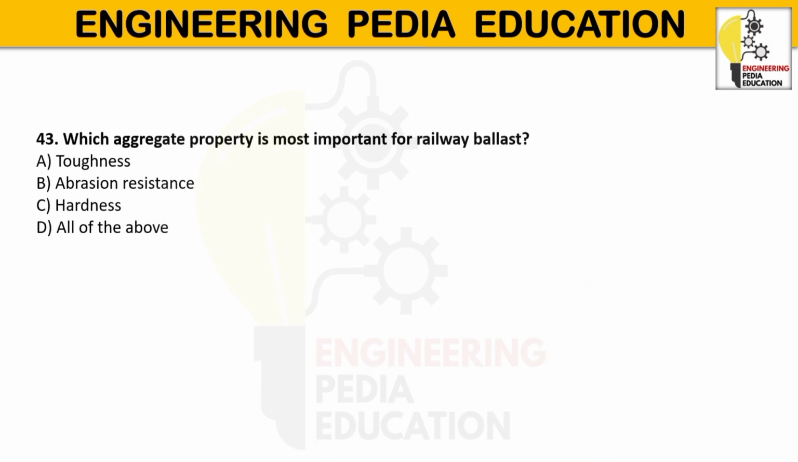Which aggregate property is mostly important for railway ballast? Toughness, abrasion resistance, hardness, all of the above. So the properties which are mostly important for railway ballast are toughness, abrasion resistance, hardness, all of that. Correct option is all of the above.